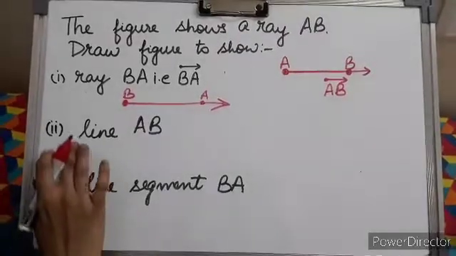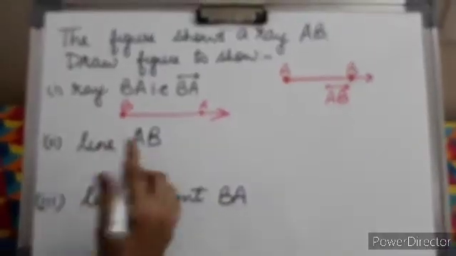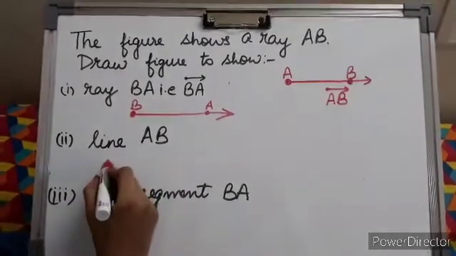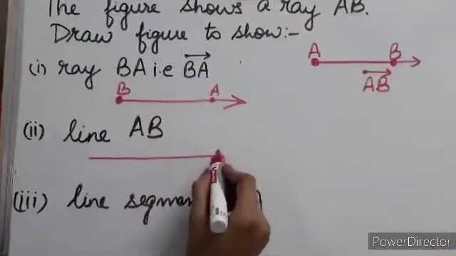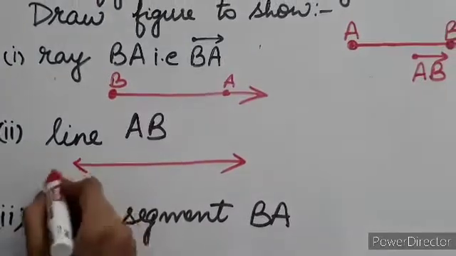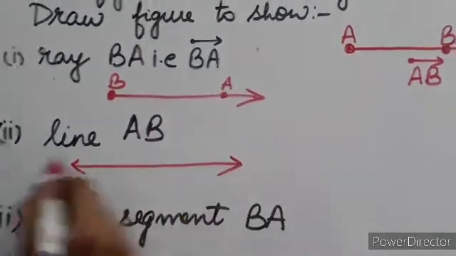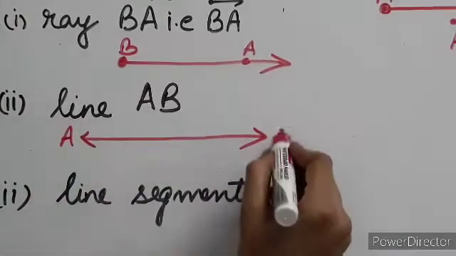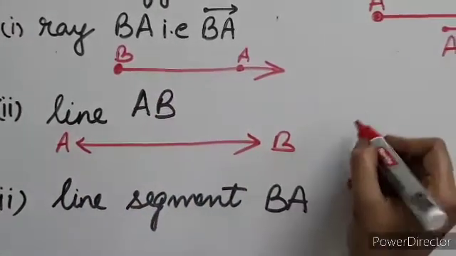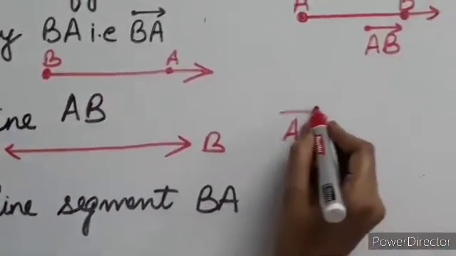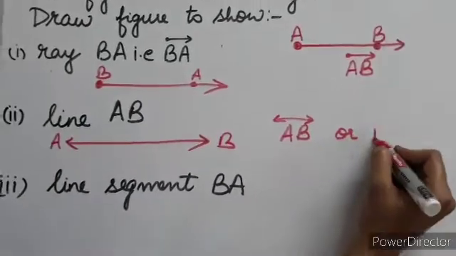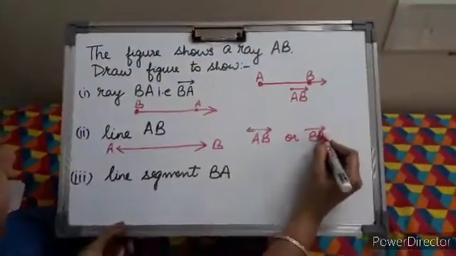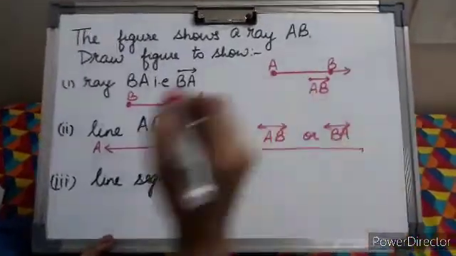AB means what are the properties of a line? A line means a straight path which extends without ending. Okay, so this is what a line is, which extends, and we cannot measure its length also. So this is what line AB. We can write here AB or BA. Always we have to represent it.